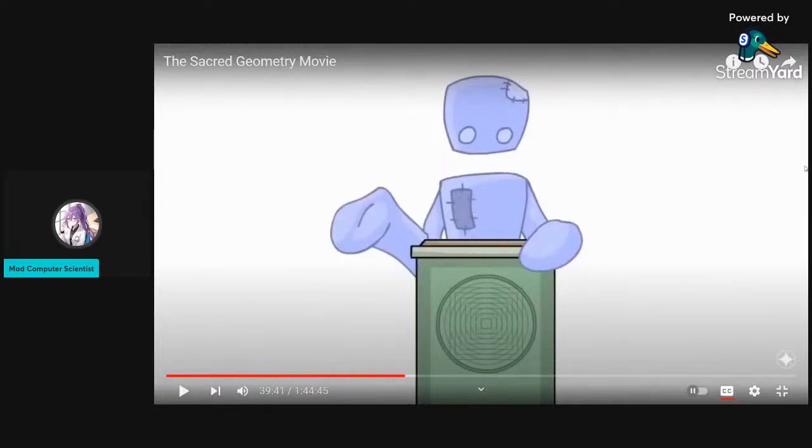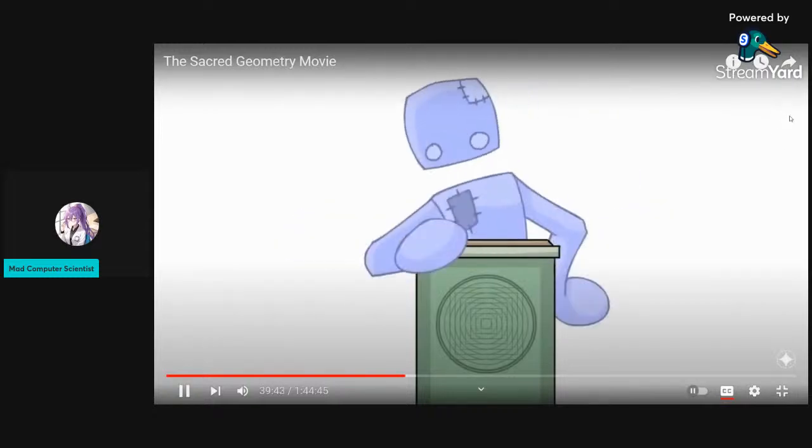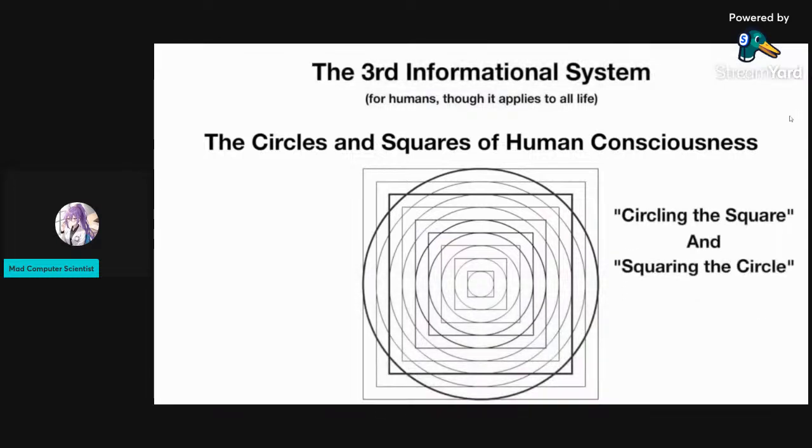So basically, if we want to be enlightened as Jordan, we need to assign meaning to shapes, pick whatever meaning we like, and therefore we become enlightened and spiritual, even if our conclusions totally disagree with what Jordan wants us to come up with. The third system, the fruit of life, will reveal itself in the process. We'll call this system the circles and squares of human consciousness. It is what the Chinese called circling the square and squaring the circle.